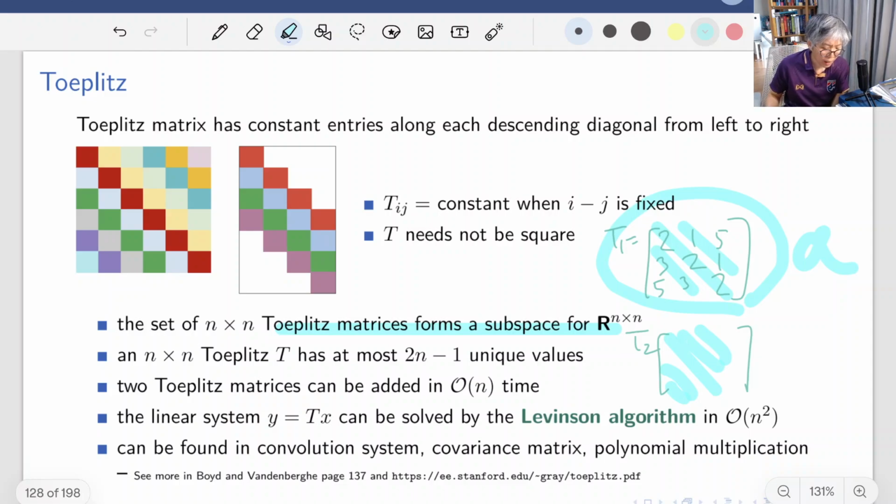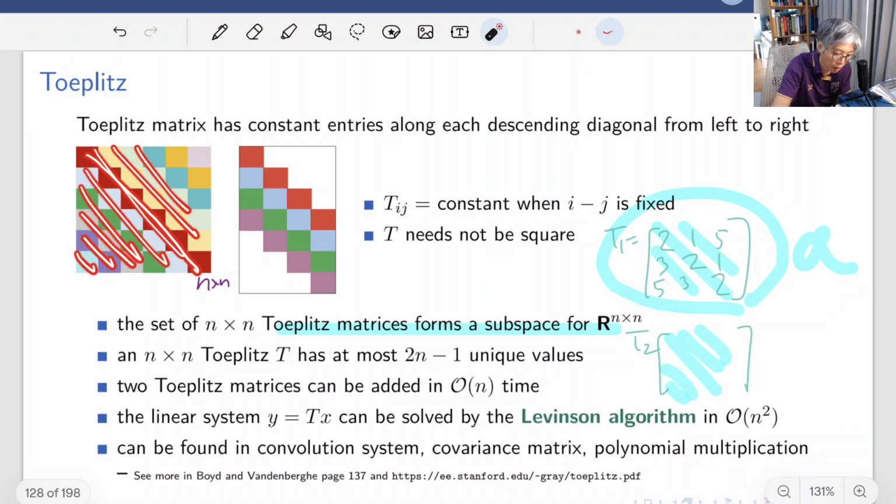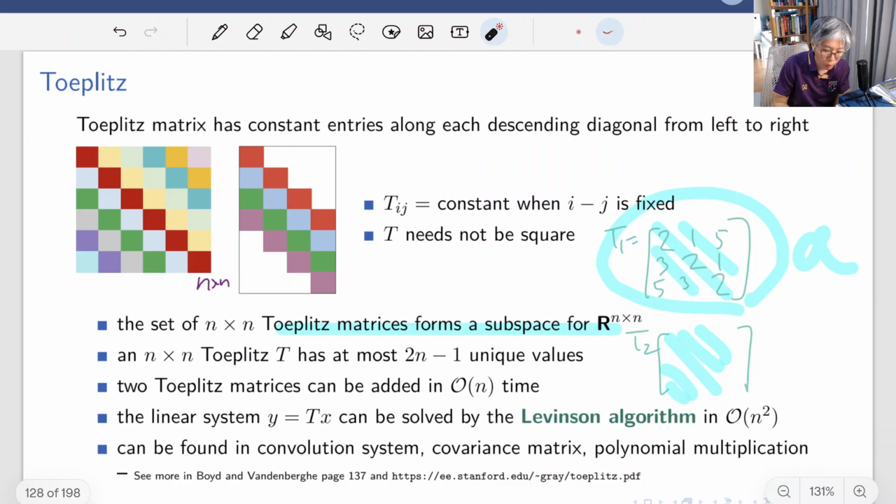And if you have an n by n Toeplitz matrix, like in this example, it has only 2n minus 1 unique values. Counting them: 1, 2, 3, 4, 5, 6, 7, 8, 9, 10, 11. So it's 2n minus 1 unique values.